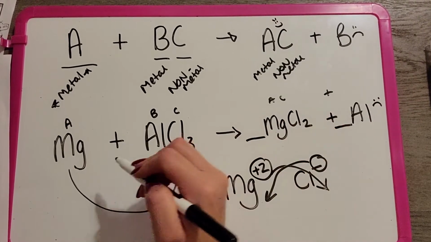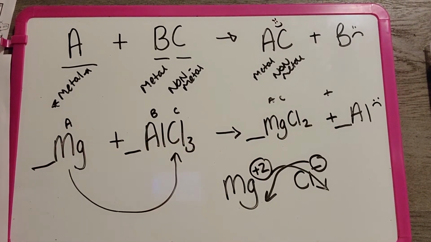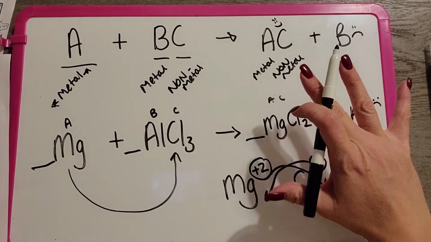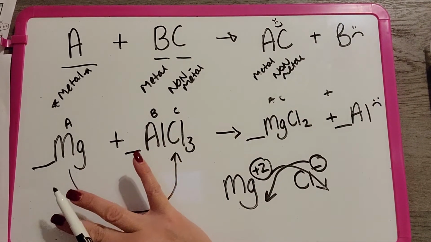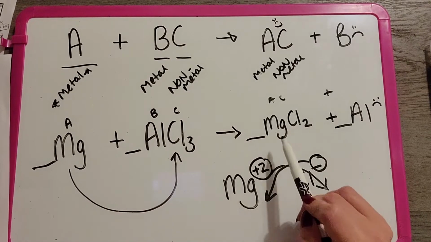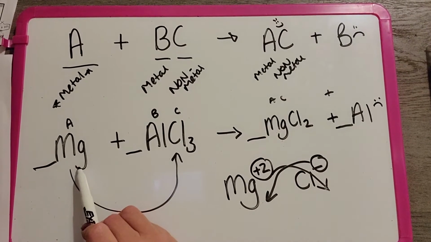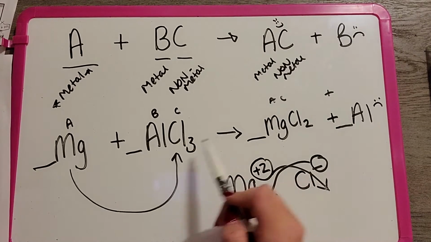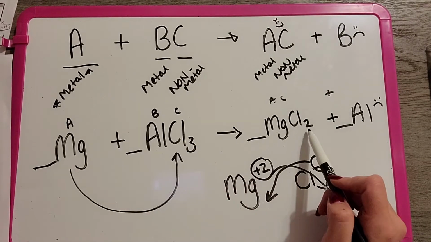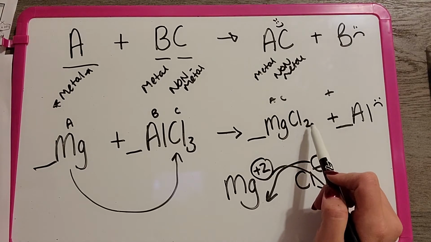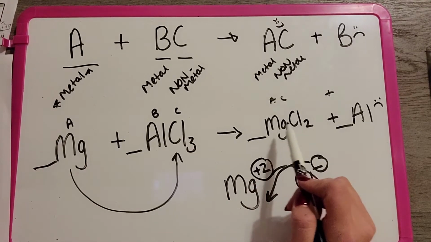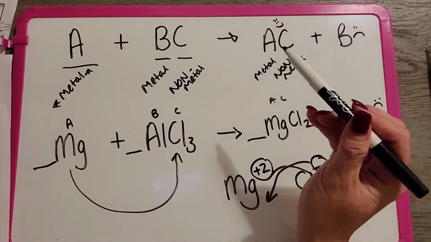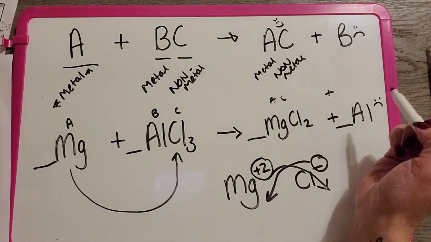Now, here's a problem. This reaction is not balanced. So once we have the products, then we just go back and balance the equation. So I've got 1 magnesium over here, 1 magnesium over here, 1 aluminum over here, 1 aluminum. That's all good. But I've got 3 chlorines over here and only 2 chlorines over here. So whenever I have a 3 and a 2, I know I'm going to need a 2 and a 3, a 2 and a 3 for my coefficients.